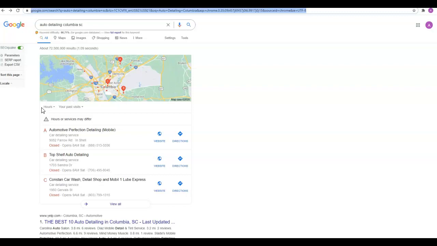Some examples of those directories are going to be Yellow Pages, Yelp, Better Business Bureau, Merchant Circle. There's hundreds, if not thousands of them out there. It's just a matter of tracking them down and getting your information out there.